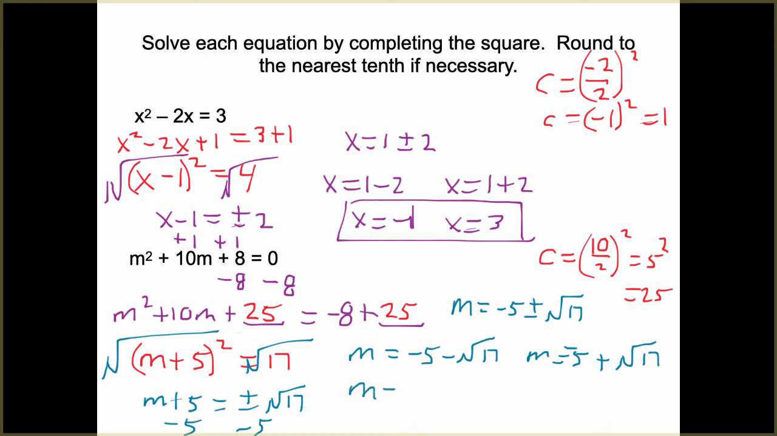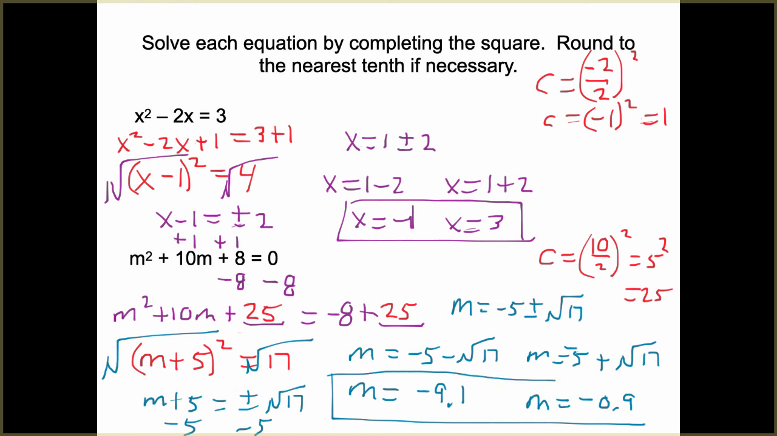And when you do these on your calculator, you have -5 minus the square root of 17 is -9.1. When you have -5 plus the square root of 17, when you round to the nearest tenth, you get m is equal to -0.9. These are my solutions. Again, these are asked to round to the nearest tenth. So round to the nearest tenth. If I ask you to round to the nearest hundredth, round to the nearest hundredth, which is the second decimal place.